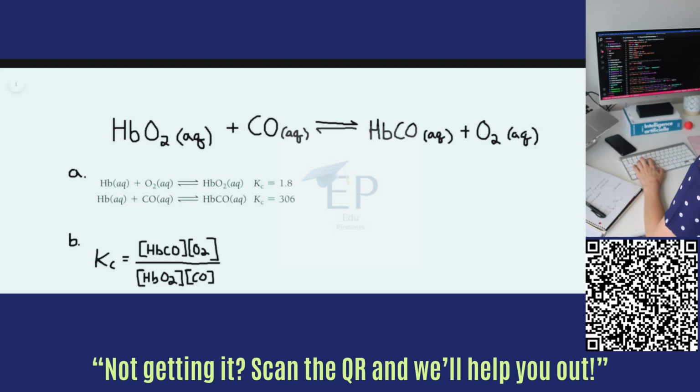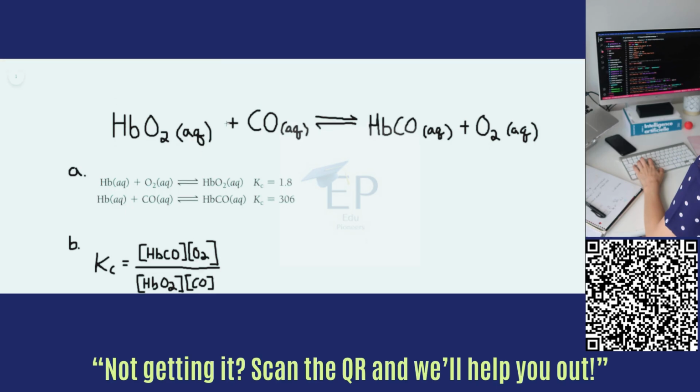This question says that carbon monoxide replaces oxygen in oxygenated hemoglobin according to this reaction, where oxygenated hemoglobin reacts with carbon monoxide, so that carbon monoxide is now bound to hemoglobin and free oxygen. It asks us two questions.